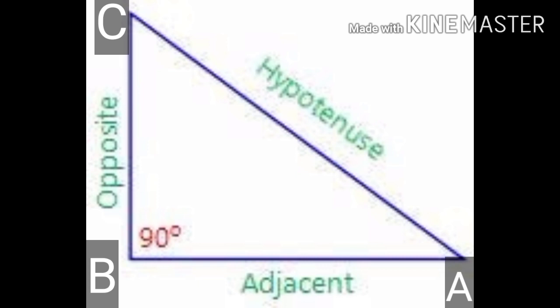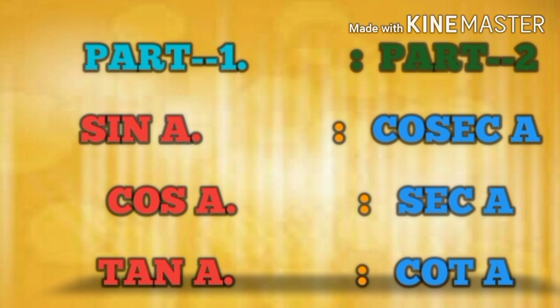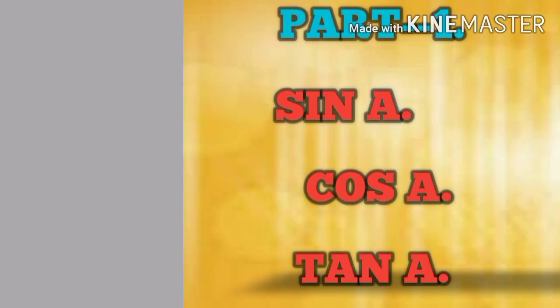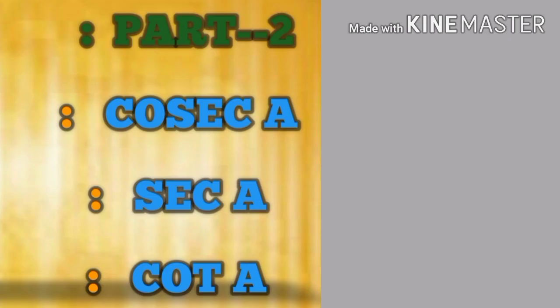Now come to the names of the trigonometric ratios. You can find 6 ratios. The first 3 are called sin A, cos A, tan A. Then keep the remaining 3 in the opposite side: they are cosecant, secant, cot. Before that I will explain a small technique. You have to remember the 6 ratios as part 1 and part 2. Part 1: sin A, cos A, tan A, and part 2: cosecant A, secant A, and cot A.